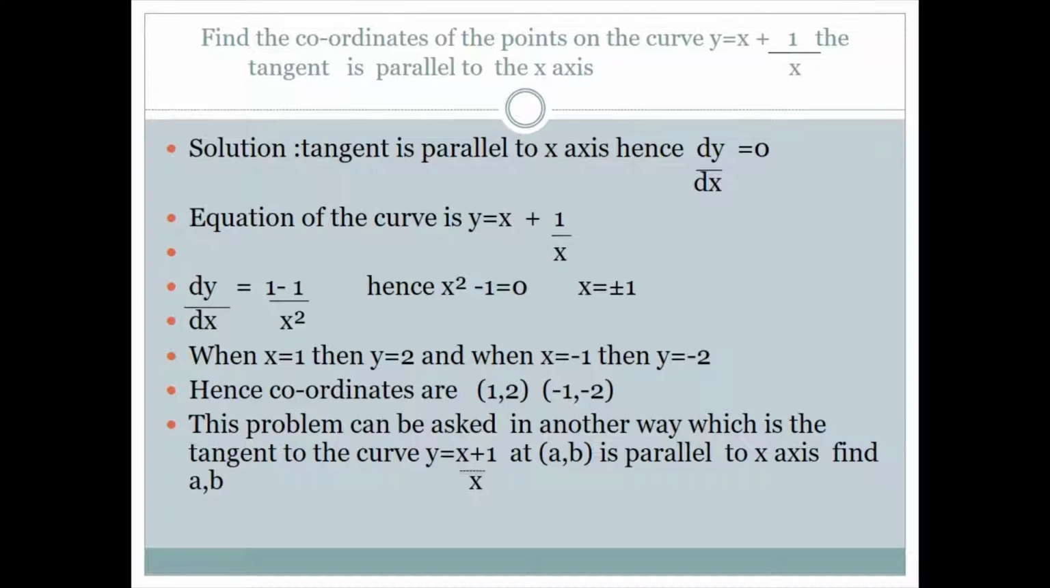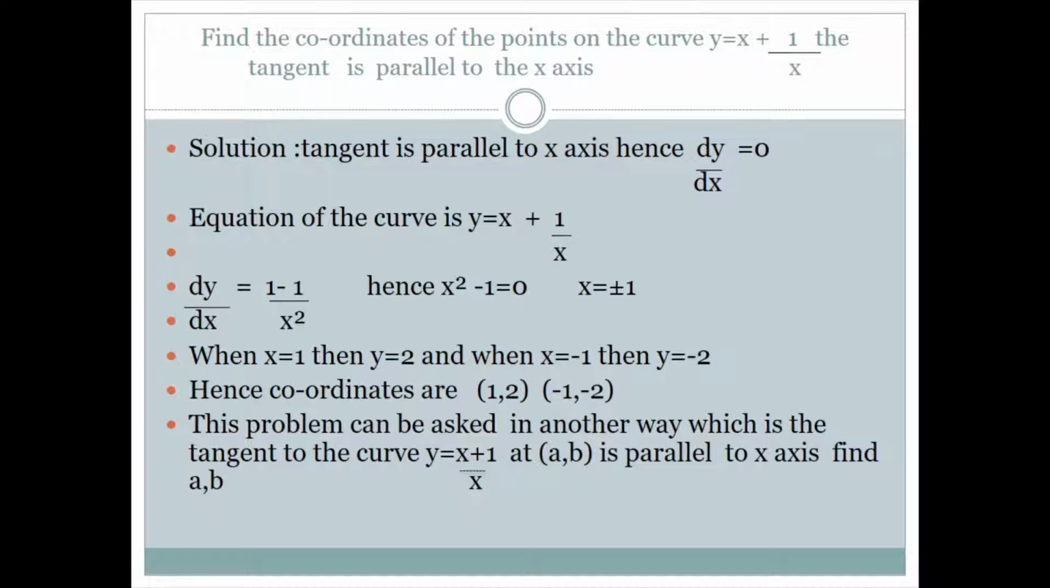Now the equation of the curve is y is equal to x plus 1 upon x. dy by dx is equal to 1 minus 1 upon x square. Hence x square minus 1 equal to 0, x equal to plus or minus 1. Put the value of x in the given curve y is equal to x plus 1 upon x, so we get the value of y. When x equal to 1, y is equal to 2. When x is equal to minus 1, y is equal to minus 2. The coordinates are 1 comma 2 and minus 1 comma minus 2.